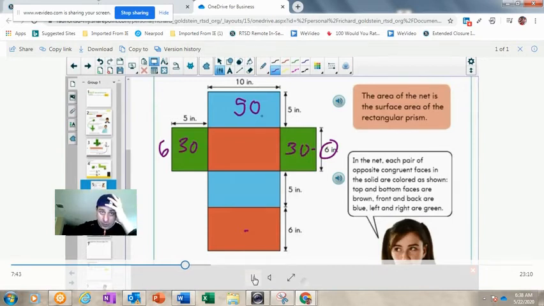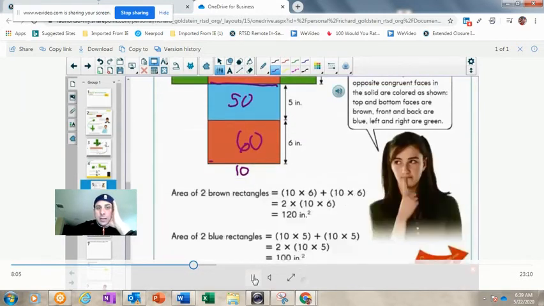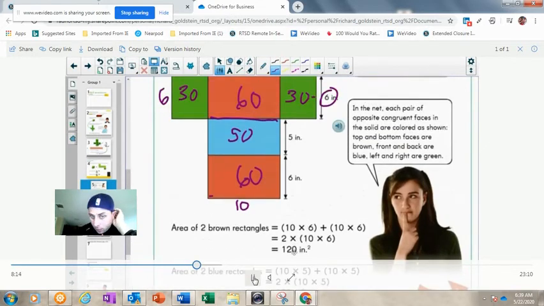So the first blue figure is 5 times 10 is 50. The green area, the height of the rectangular prism, is 5 times 6, right? The base times the height. So the width of the base was 6 times 5 is 30. And then the center area would be 6 times 10. Your base times your height. 6 times 10 is 60. So all of these are in square inches.